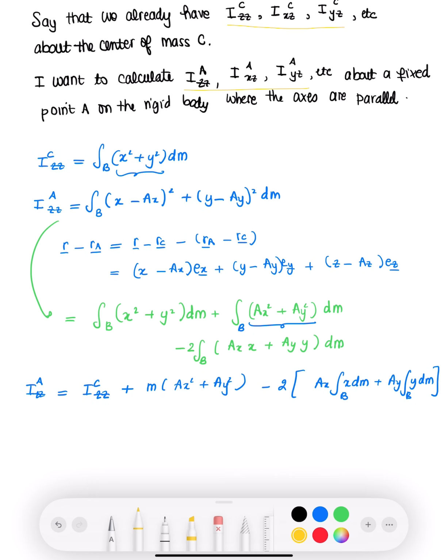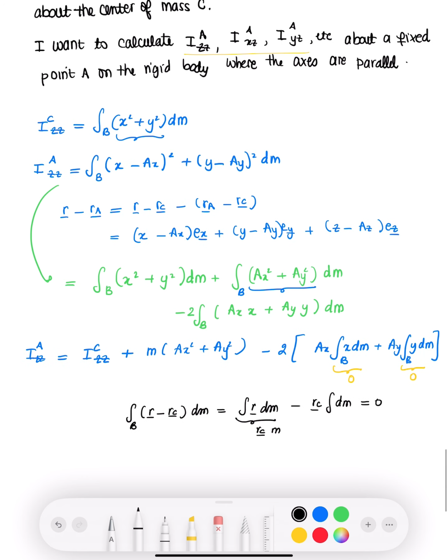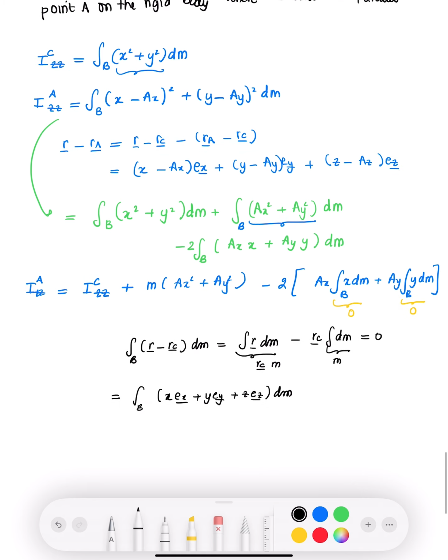Now these two integrals are going to be equal to 0. Why? Because remember, the integral of r minus rc dm over the body is equal to the integral of r dm minus rc times the integral of dm, which is 0, because by definition the integral of r dm is rc times the total mass. This is also equal to the integral over the body of x ex plus y ey plus z ez dm. So that's the integral of x dm along ex.